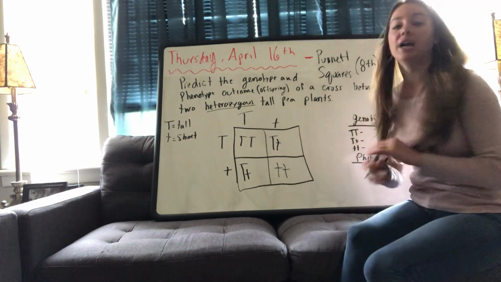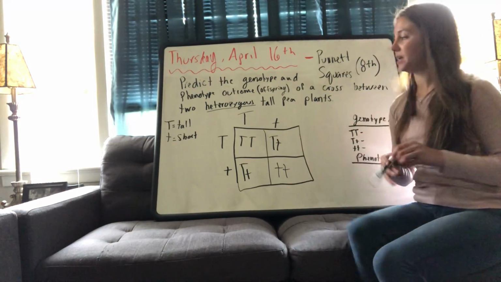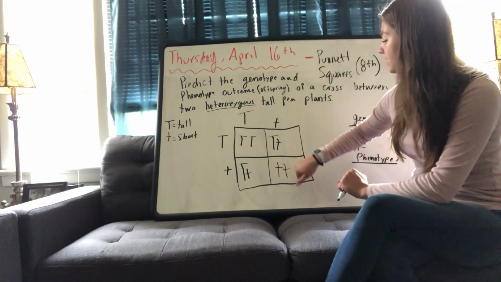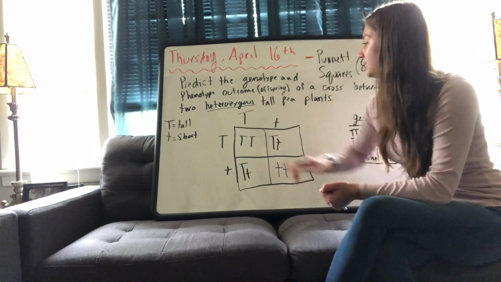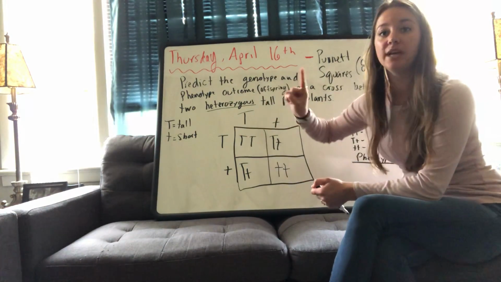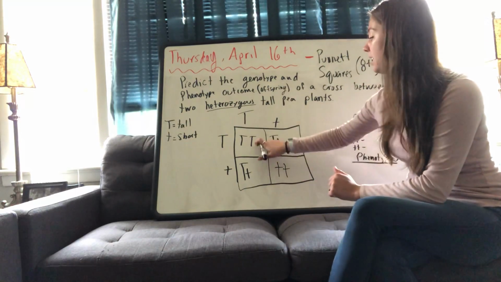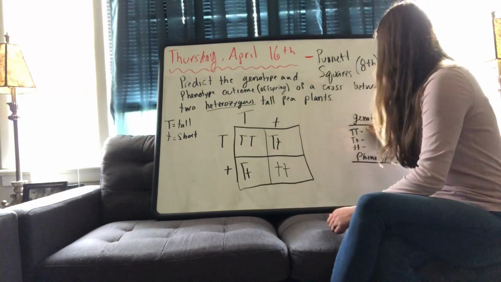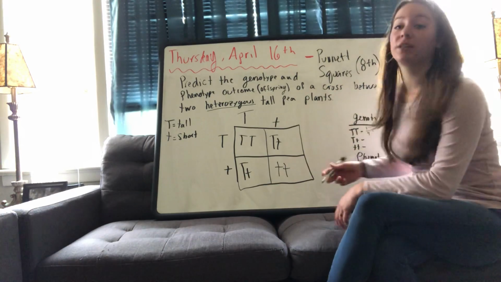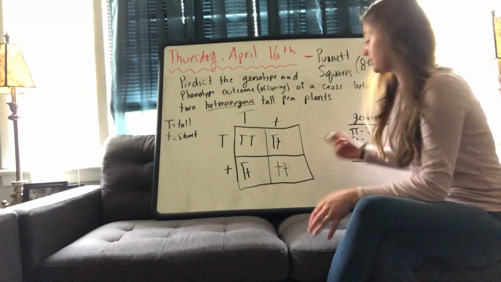We need to now figure out the percent chance of those happening. We have 4 different outcomes here. The first outcome being big T, big T, and we only have one of those. So it's going to be a 1 out of 4 chance. And 1/4 is equivalent to 25%.